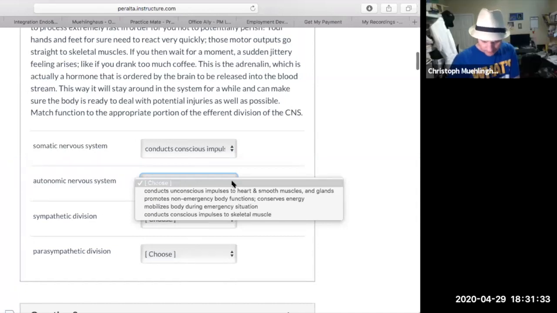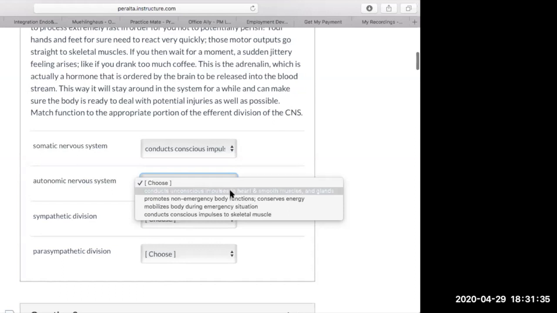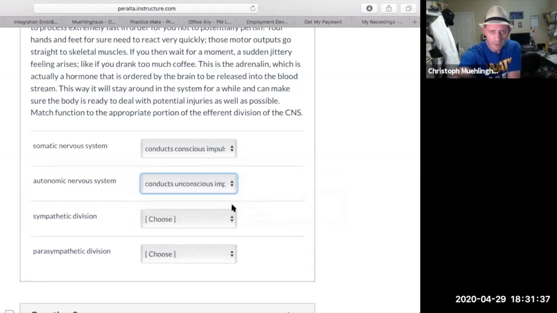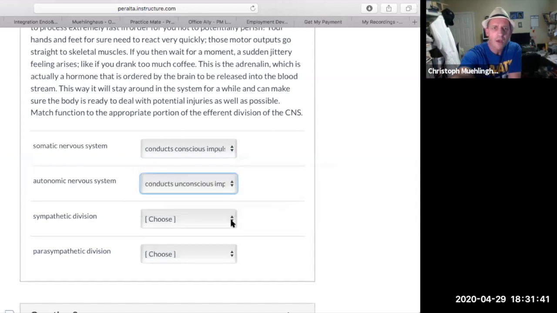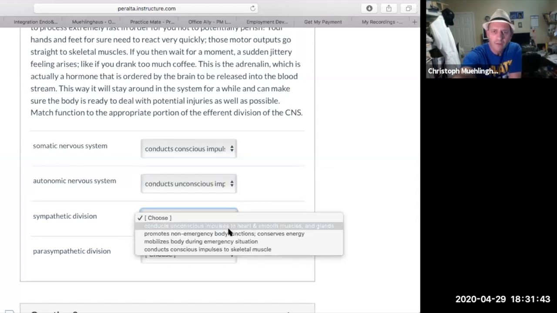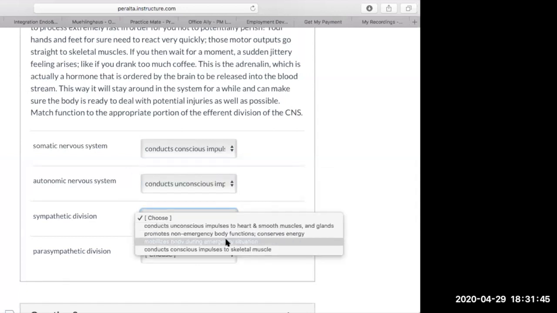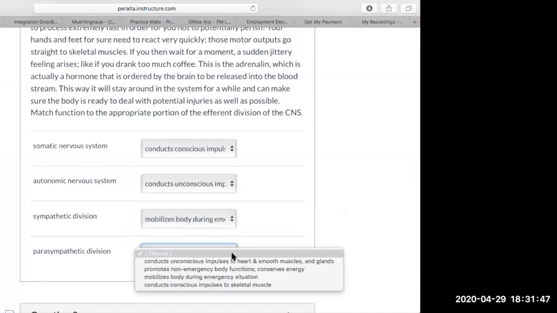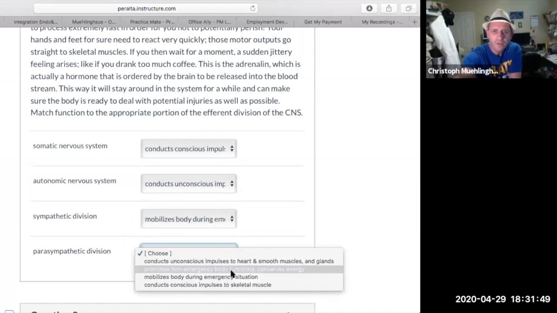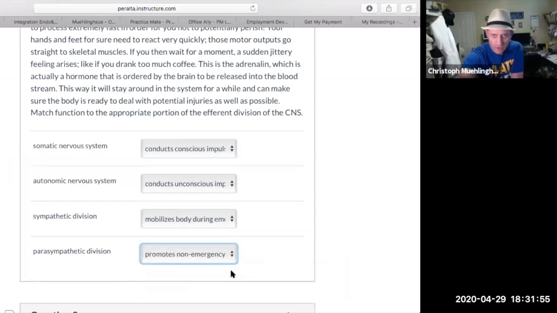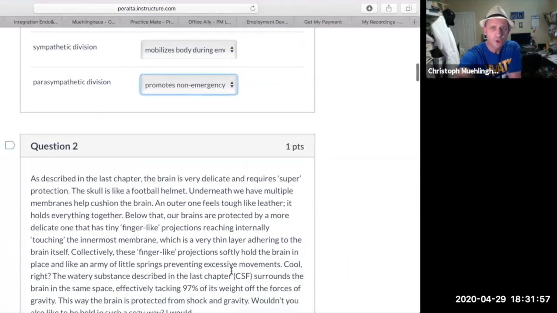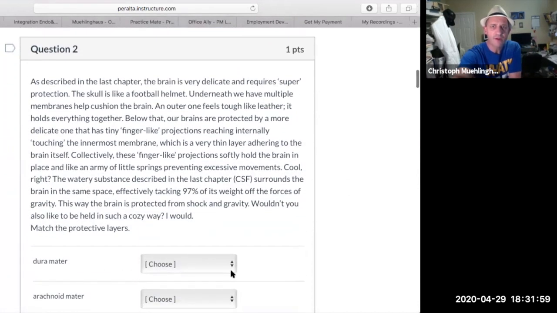Yeah, just do them all. Conducts unconscious impulses to the heart, the smooth muscle, and glands. That's the autonomic system. Okay, and then sympathetic mobilizes the body during emergency situations. All right, and then parasympathetic promotes non-emergency body functions and conserves energy. There you go. So make sure you understand those fundamental pieces.